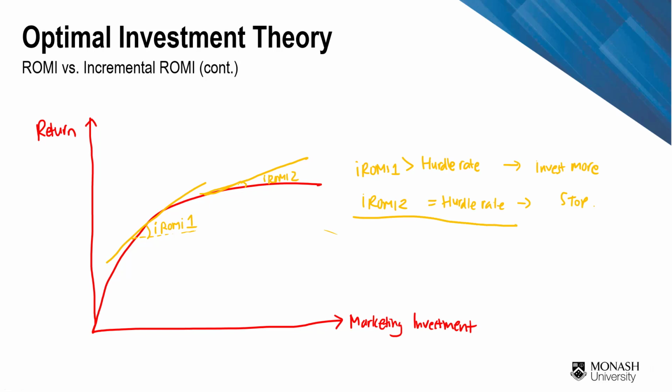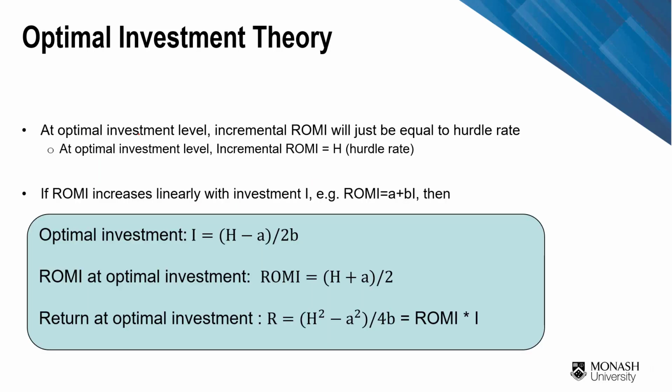That sort of gives you the optimum numbers. So this will give you your optimal investment. I'm just going to call it I star. And that will give you your optimal return. So this is what IROMI is used for, to find out the optimum investment through IROMI and also your associated hurdle rate. Now in this case, what we can see is that at optimal investment, as we talked about just now, the incremental ROMI will be equal to your hurdle rate. That's something that we want to know.